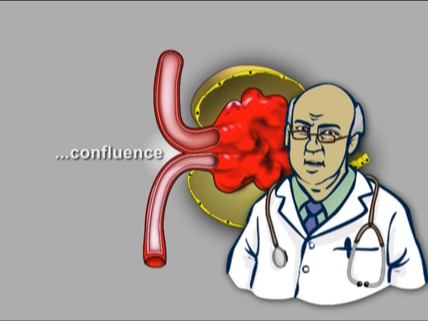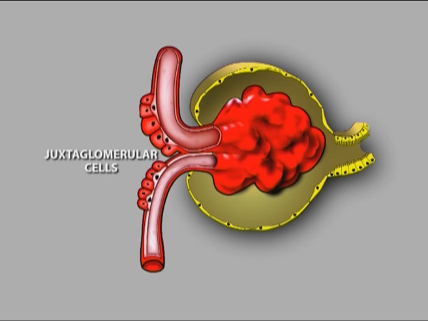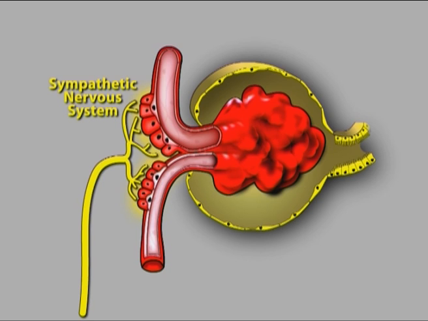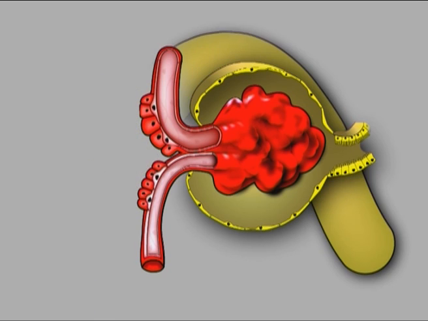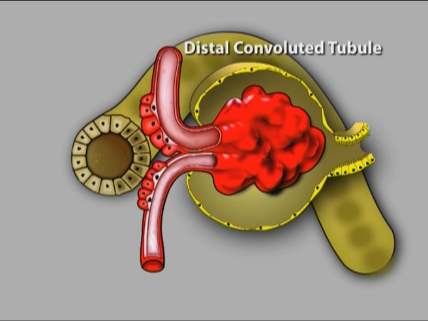At the confluence of the glomerular arterioles, a part of the endothelium has become highly specialised to form what are known as the juxtaglomerular cells. Now, these respond to a number of different stimuli, including direct innervation from the sympathetic nervous system. However, the feedback mechanism, based on the nature of the filtrate entering the distal tubule, is perhaps the most important.